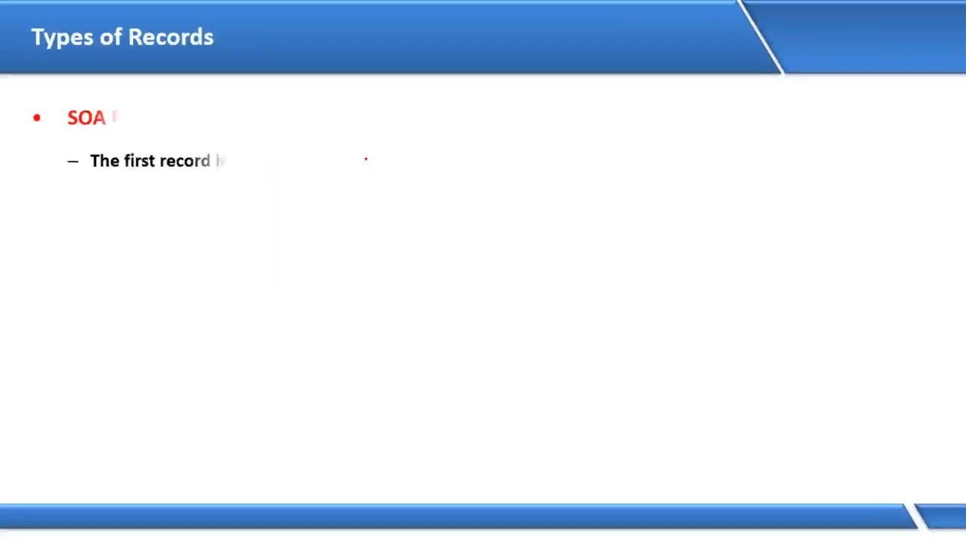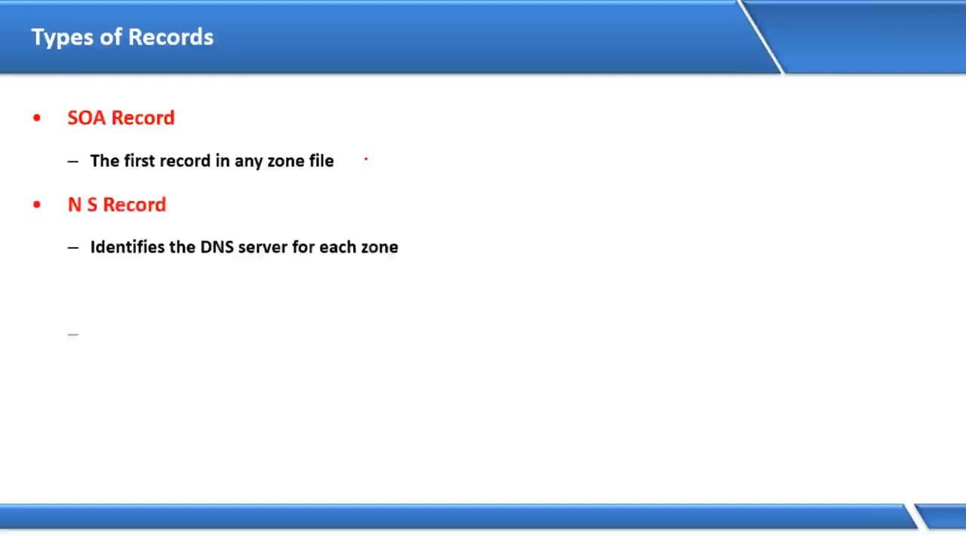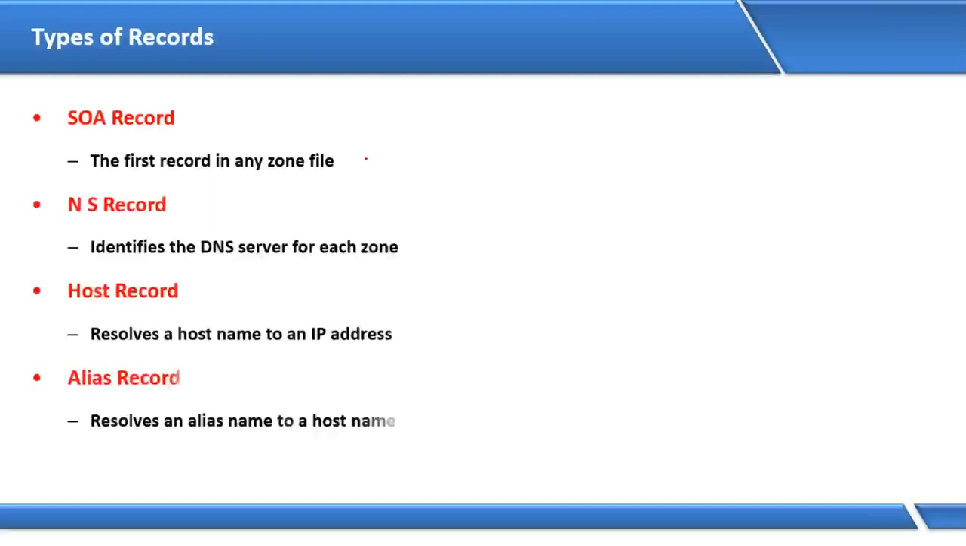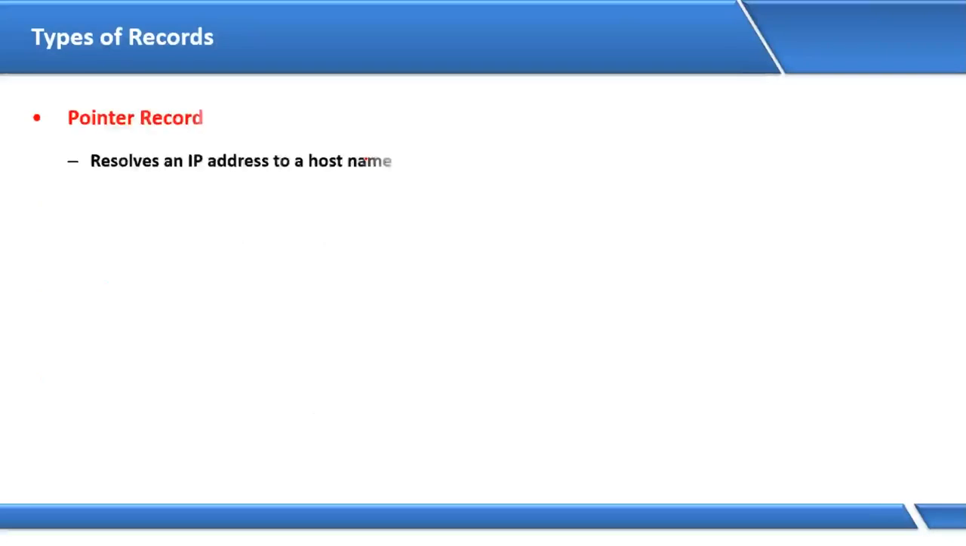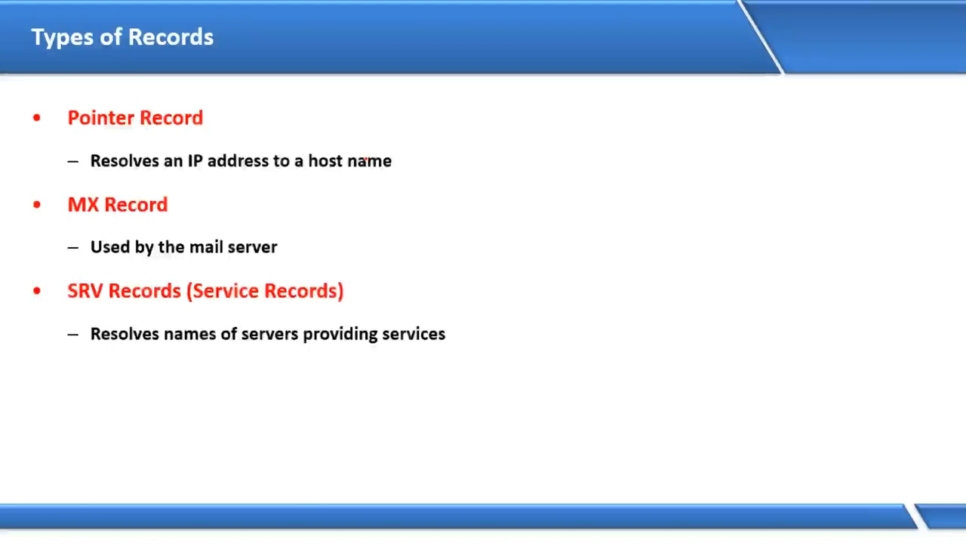Last class we saw the SOA record, start of authority, the NS record, the host record, the alias record, the pointer record, the MX record, mail exchange record, and the service record, which is called the SRV record. We also saw that in a DNS server we have two types of zones, forward and reverse. In forward we can create 4 types of zone, and in reverse also we can create 4 types of zone.